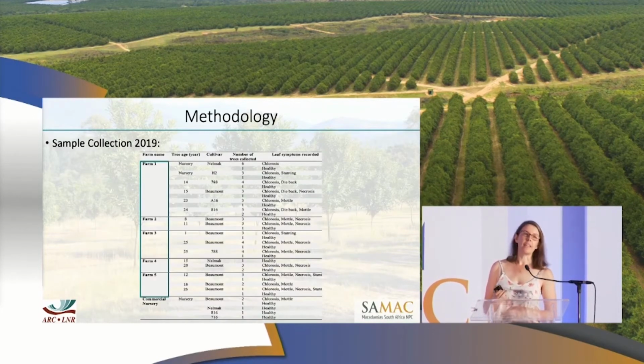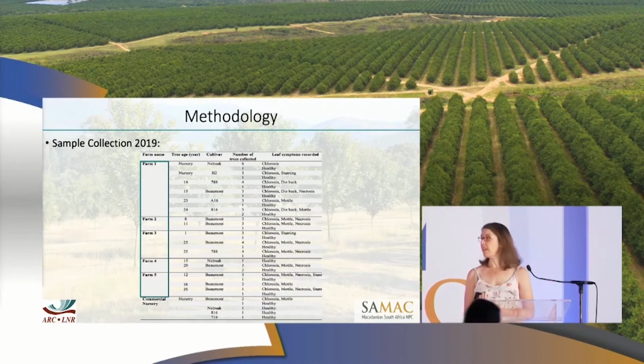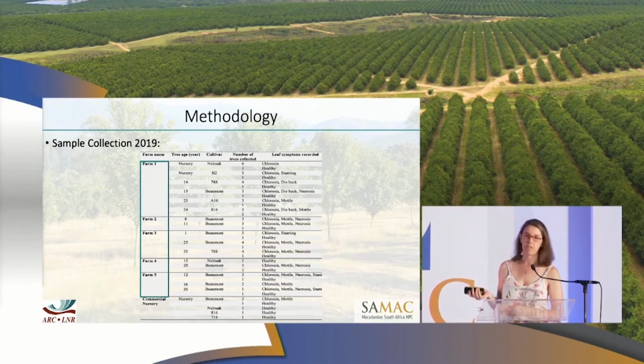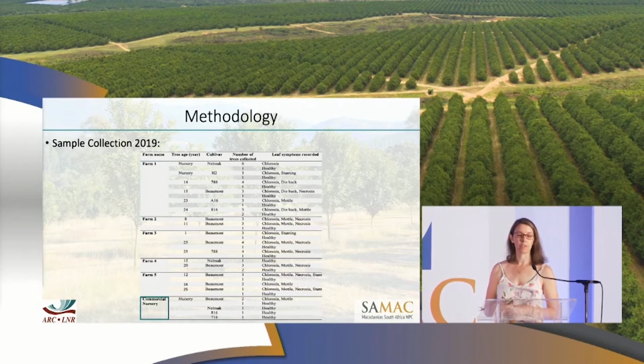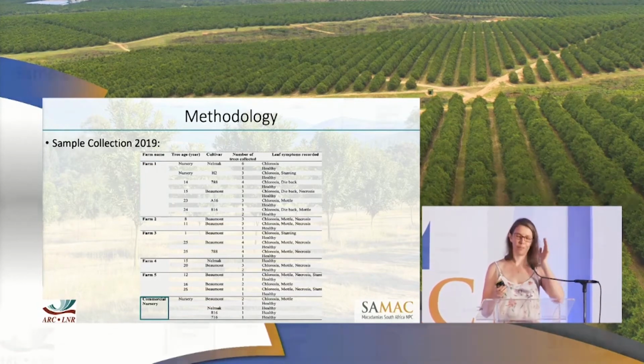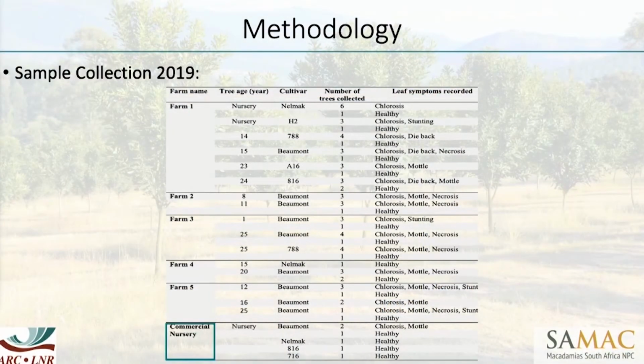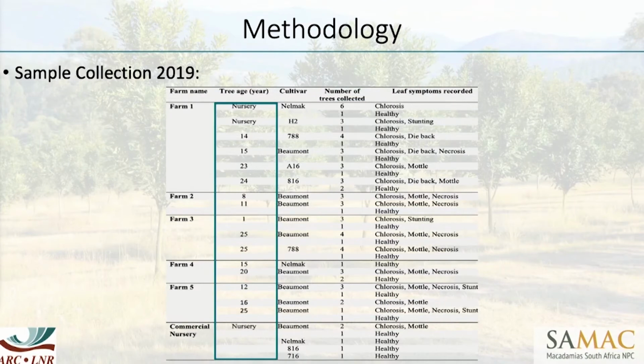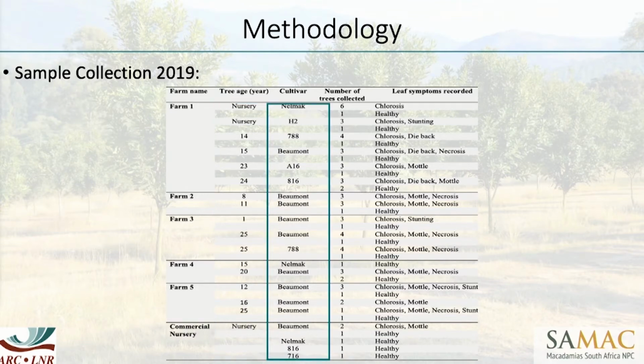So what we did is we came down to the Mpumalanga Lowveld and we visited 5 farms as well as one commercial nursery. And then we moved on with the slide and we took samples ranging from different ages, from nursery trees up to more mature trees of about 25 years in age. We also included different cultivars ranging from Nelmax, Beaumont, so all of your major cultivars were also included.